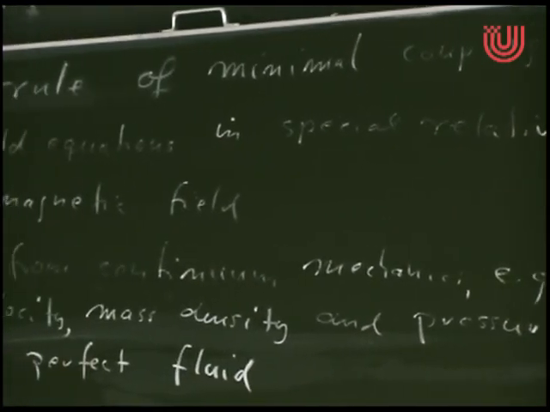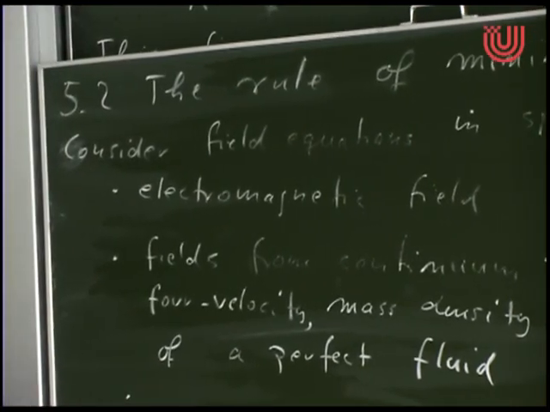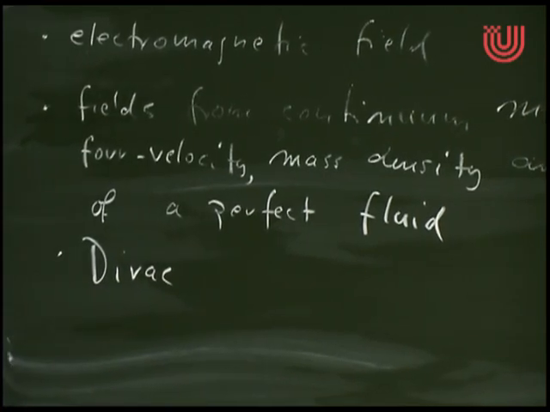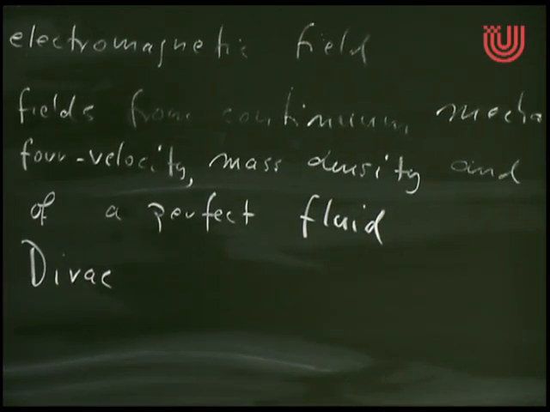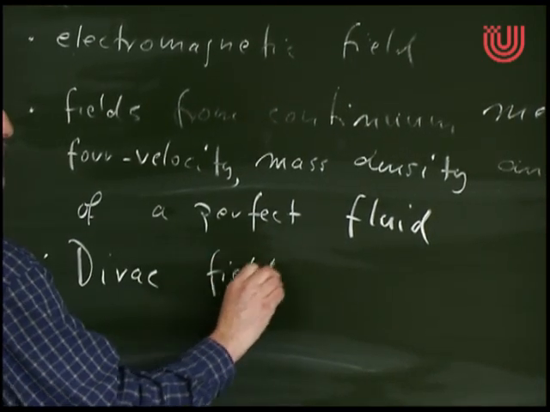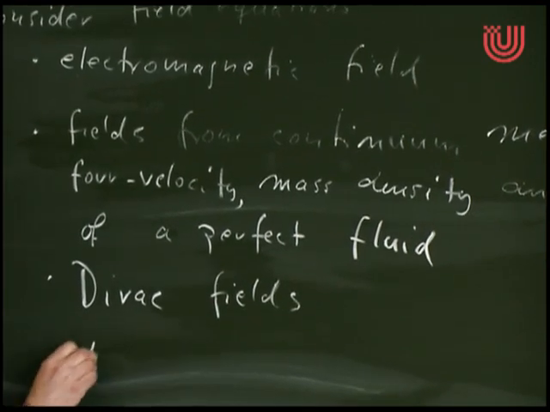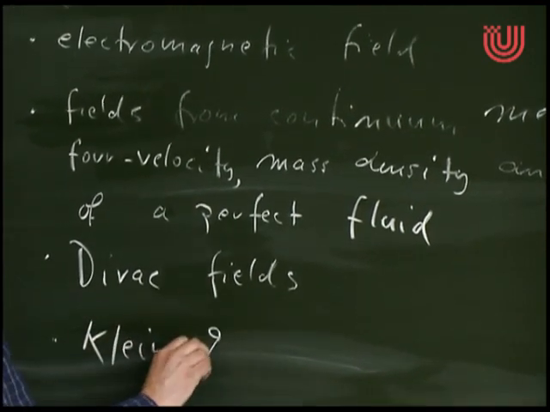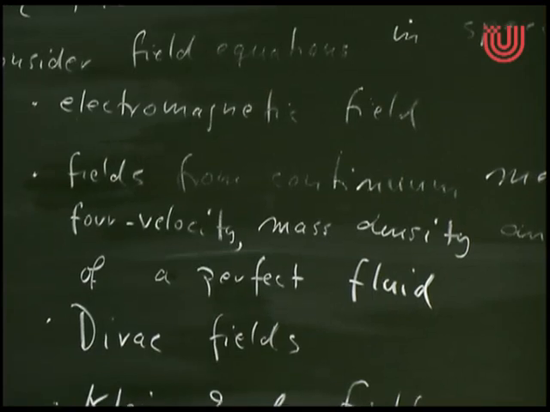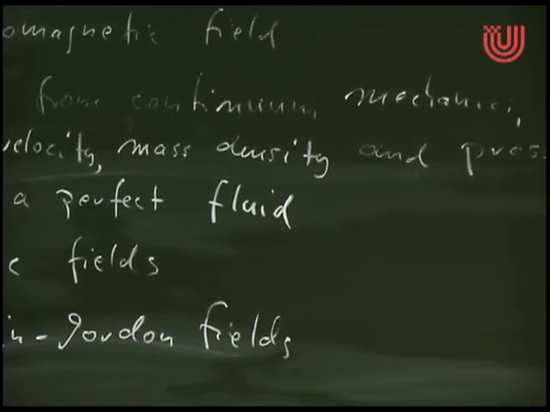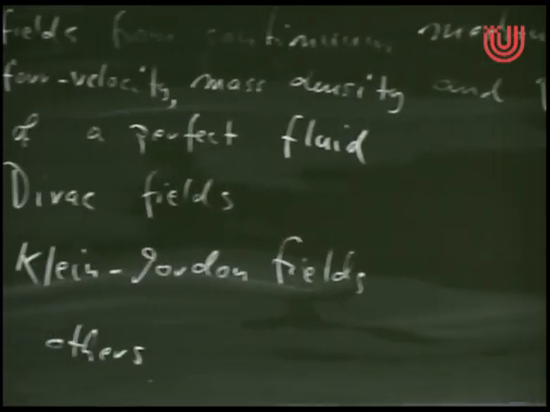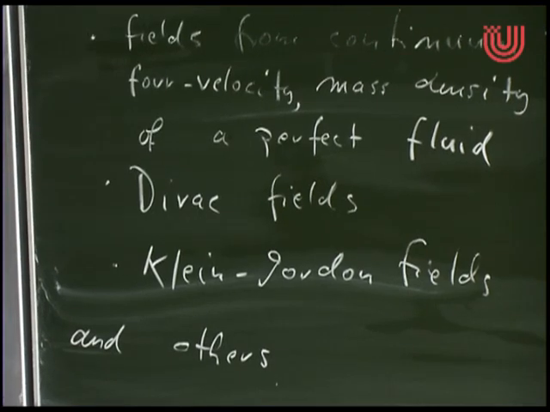There are other fields. I'm sure all of you have heard about the Dirac equation. I will not deal with the Dirac equation here in this course, but I want to mention that this also would be a field which fits into this framework. So we could consider Dirac fields. And then there are also, for instance, Klein-Gordon fields. And others. So we know how to handle these fields in special relativity. Yeah, we know the equations. We have established the whole theory.